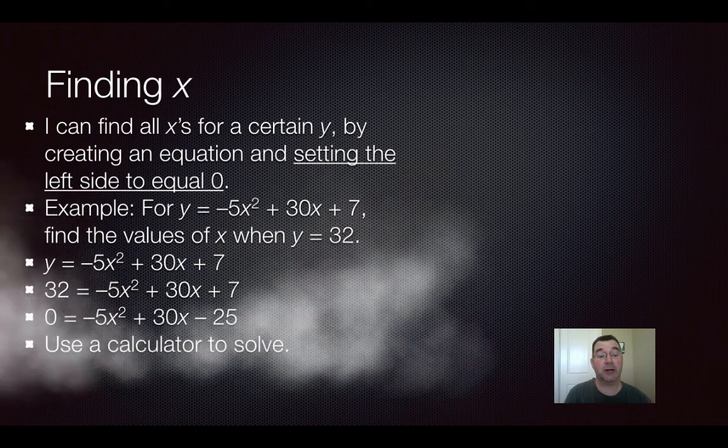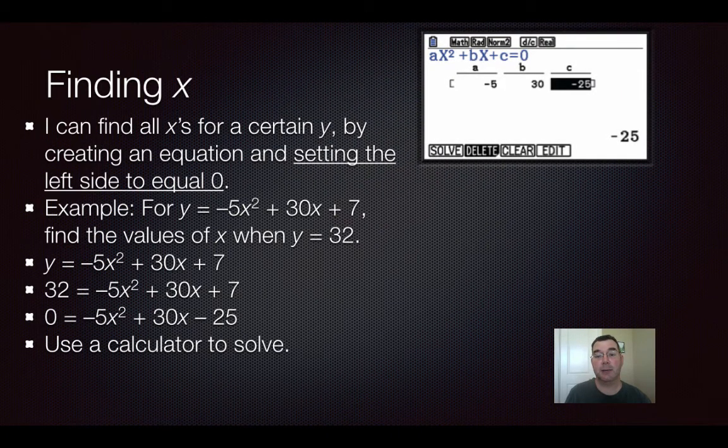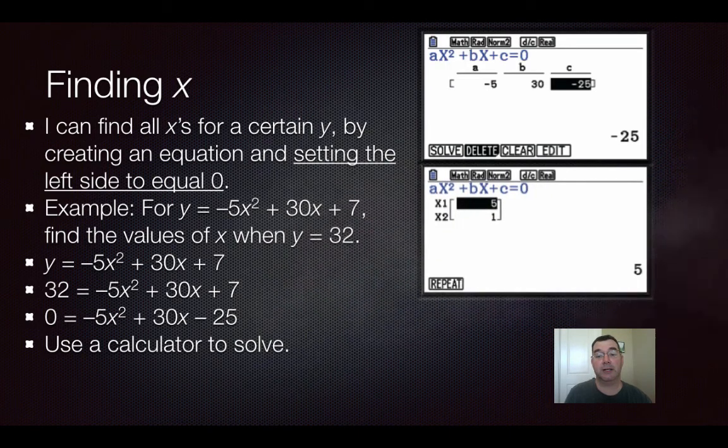And this is something that your calculator can do. If you type it into your screen like this, you've got a solver that solves quadratic equations. If you give it the values of a, b, and c, our values of a, b, and c are -5, 30, and -25. So if we plug those in like that and we ask it to solve, it'll give us two values of x. One of them, which they call x1, is equal to 5, and the other one, which they call x2, is equal to 1. So both of those would be x's where y is equal to 32.